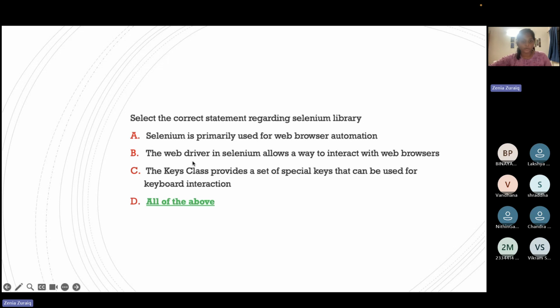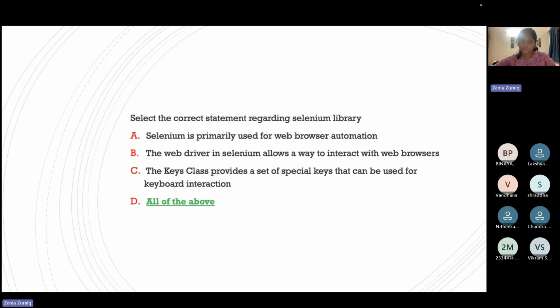The answer is all of the above. So, of course, Selenium is used for web browser automation. But this WebDriver and Keys class are particular parts of Selenium that you can use to interface with the web browser, and also to have some keystrokes for the keyboard interaction. So again, this is for browser automation, right? So that is the answer.